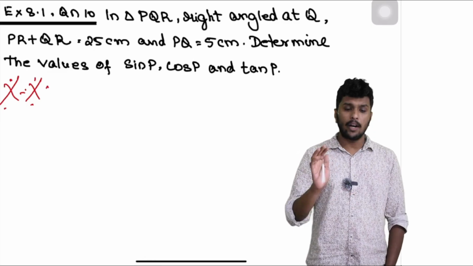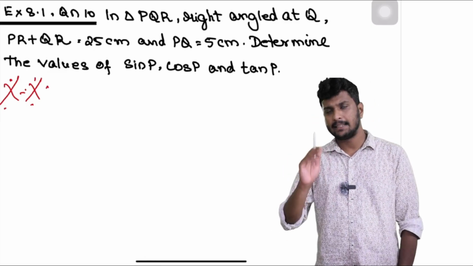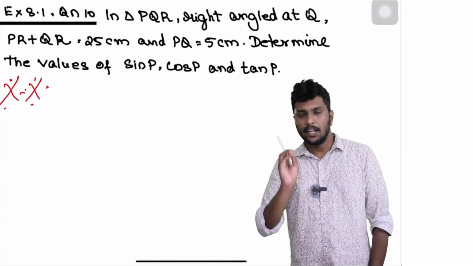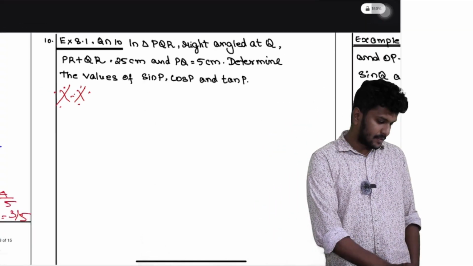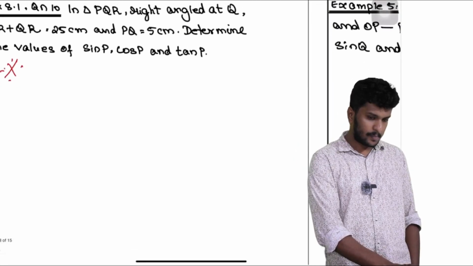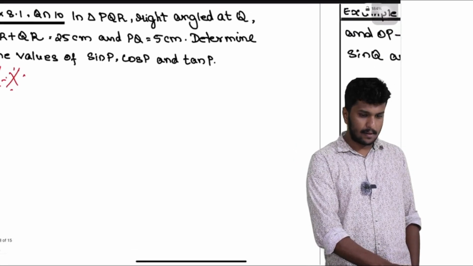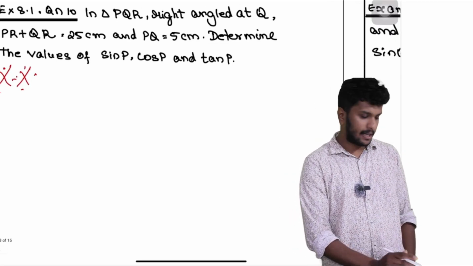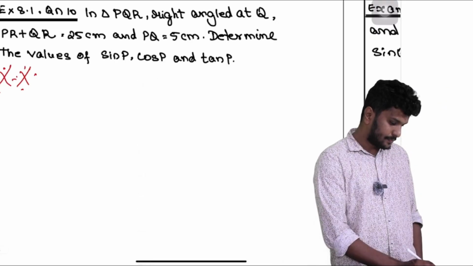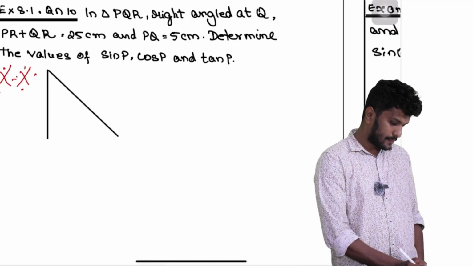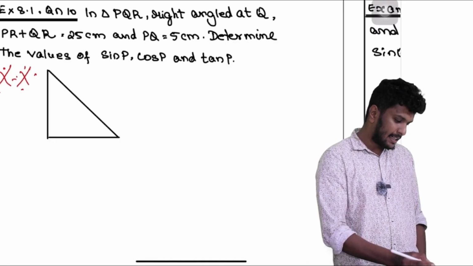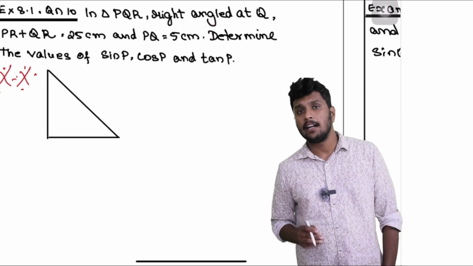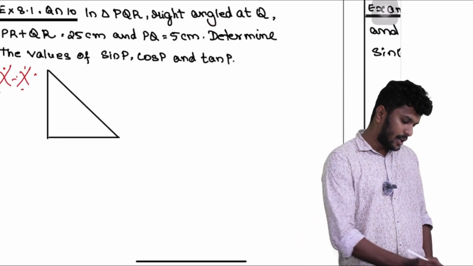So what we'll have to do in this type of questions is, as I told you before, draw the triangle in the initial way. You'll have to draw the right angle triangle. When you draw the right angle triangle, where is the 90 degree formed? The 90 degree is formed at angle Q. So angle Q equals 90 degree.